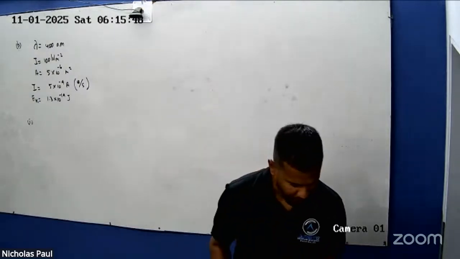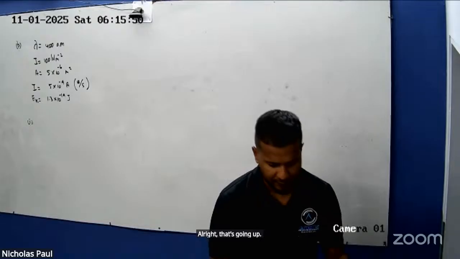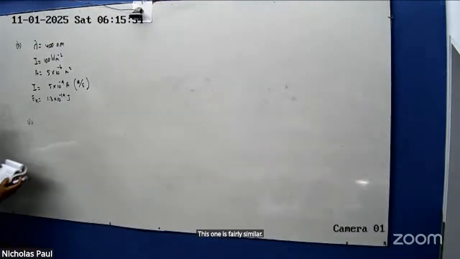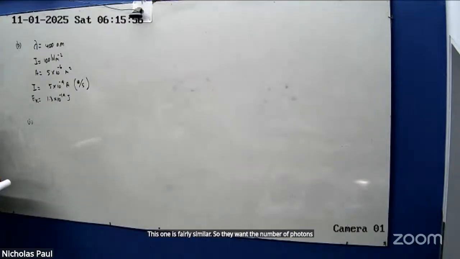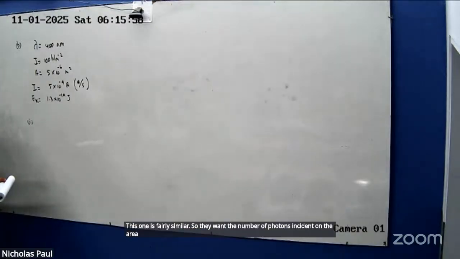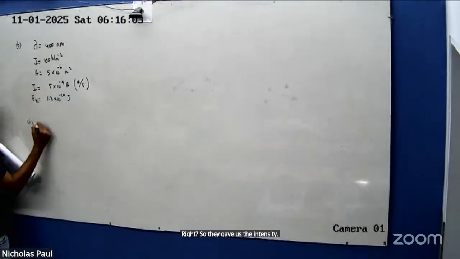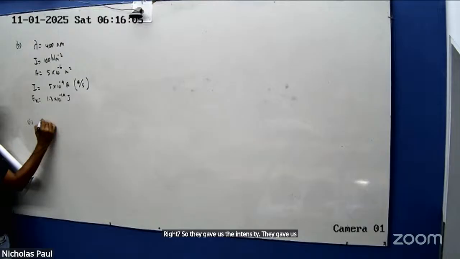All right, let's go now. Let's see how this works. This one is fairly similar. So they want the number of photons incident on the area per second. Right? So they gave us the intensity.